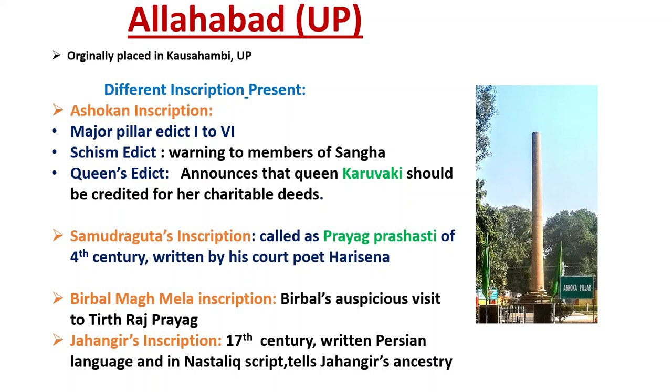Then we have Samudragupta's inscription. He was a Gupta king of the 4th century, and his court poet Harisena praises him for his abilities and war. It is also called Prayag Prashasti. Then we have the Birbal inscription here. It says that Birbal visited this Tirtha Raj Prayag. Then we also have Jahangir's inscription, which is written in the Persian language and Nastaliq script, and it tells about Jahangir's ancestry.